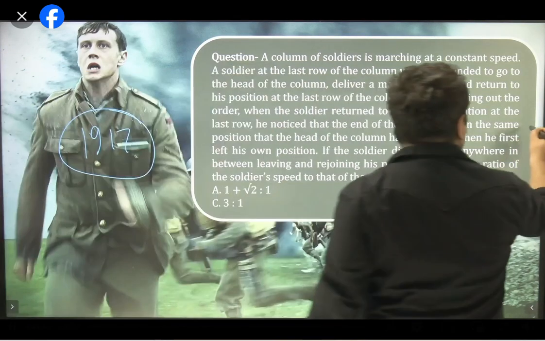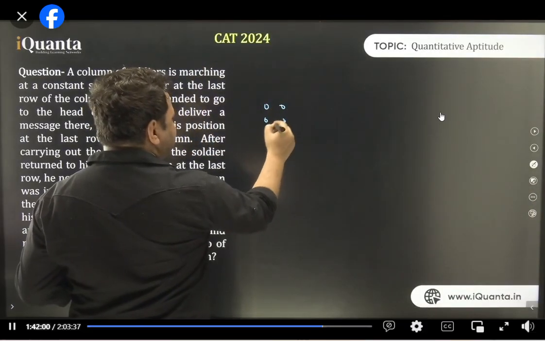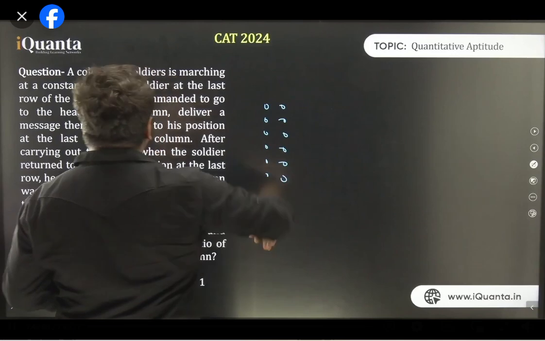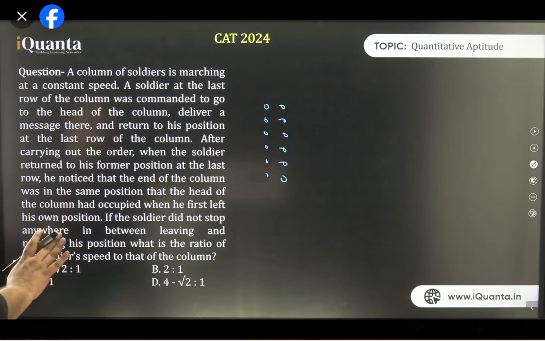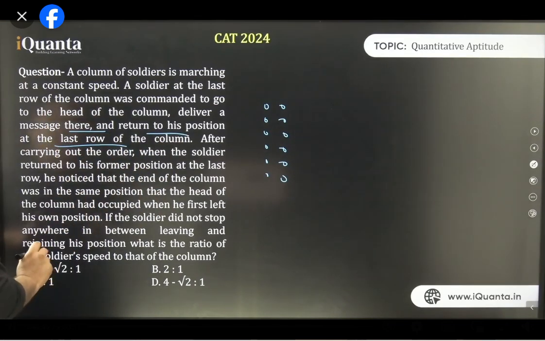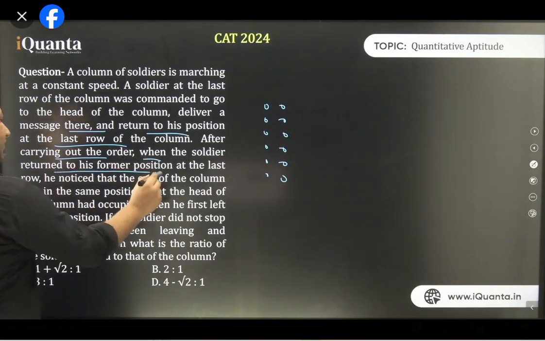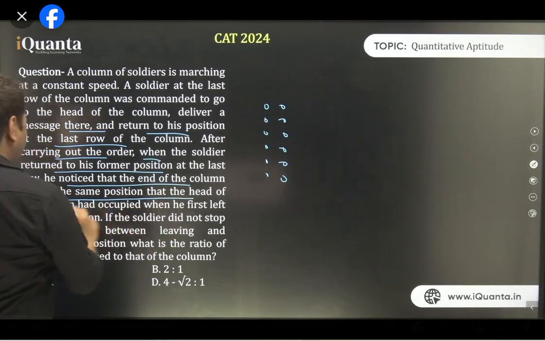Okay, how many of you could not understand the question at all? See, there are a few soldiers like this. They are just moving, okay, in a queue, marching at constant speed. The soldier at the last row of the column was commanded to go to the head of the column, deliver a message there, and return to his position at the last row of the column. After carrying out the order, when the soldier returned to his former position at the last row, he noticed that the end of the column was in the same position that the head of the column had occupied.